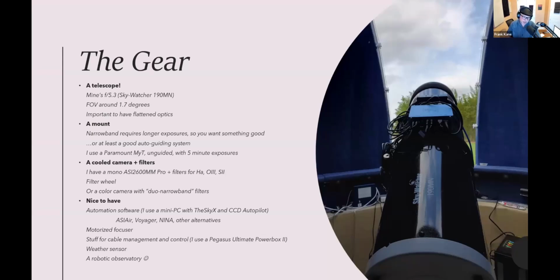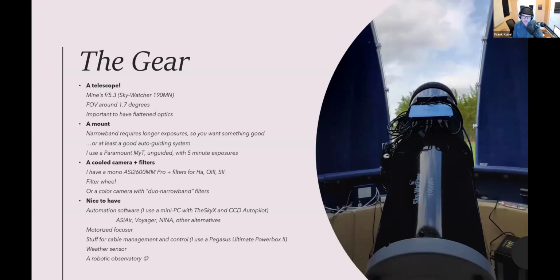Also, you need stuff for cable management and control. You can see that blue box on the top of my optical tube there. That's a Pegasus Ultimate Powerbox 2. Its job is to take a couple of lines that I'm running through the mount just for power and USB and distribute that to all the other stuff on my optical tube, like the camera, the filter wheel, and the focuser controller. So it offers a place on the tube itself to plug all that in, so I don't have to worry about all these cables getting caught up in the middle of the night unexpectedly, which always happens, right?